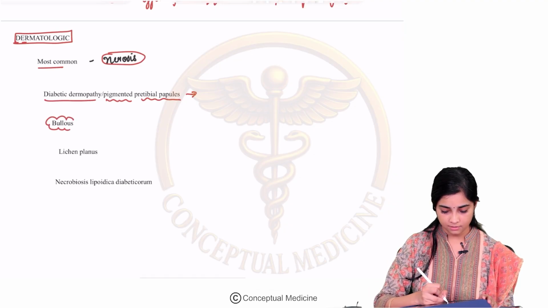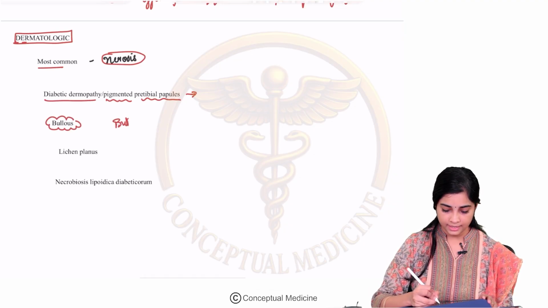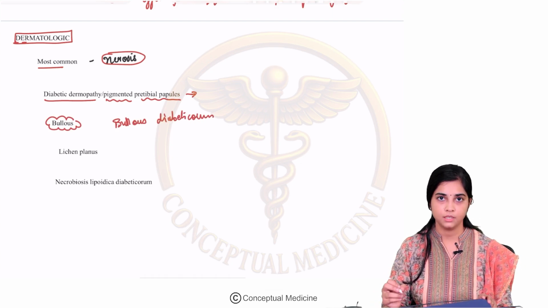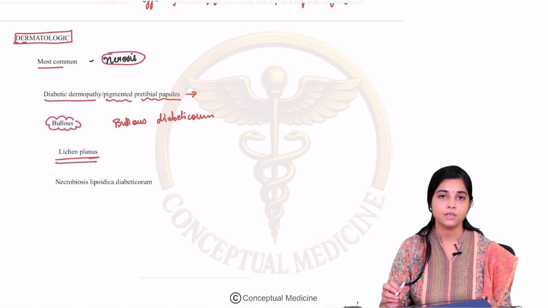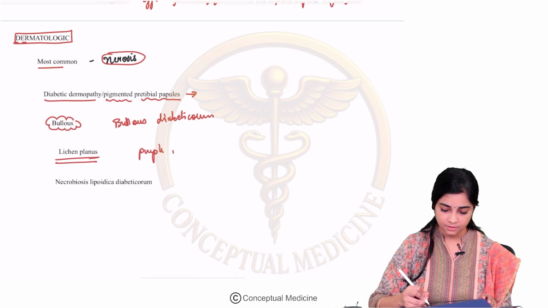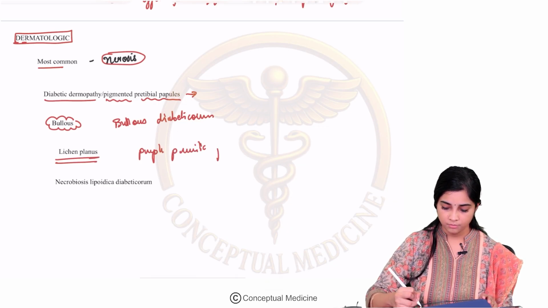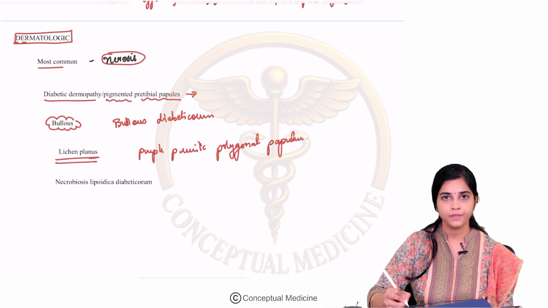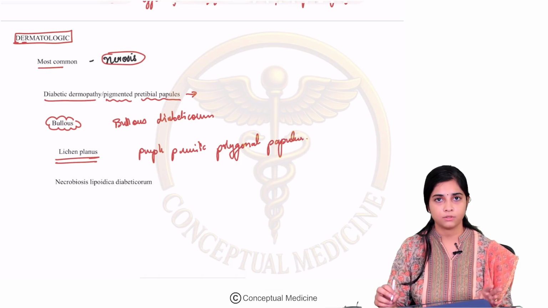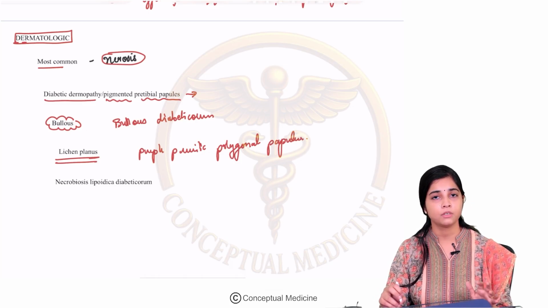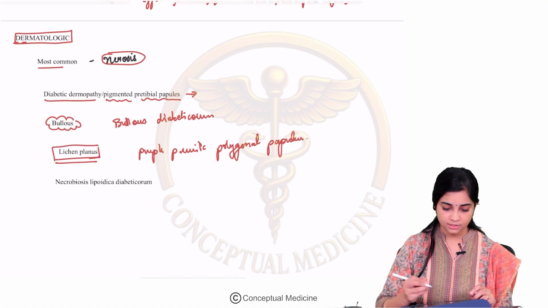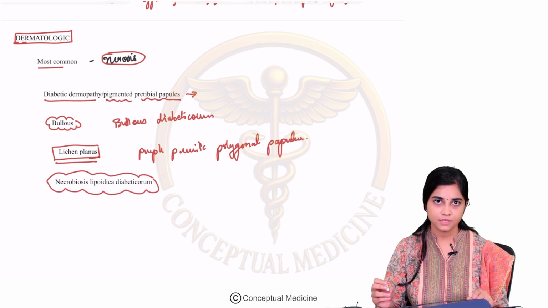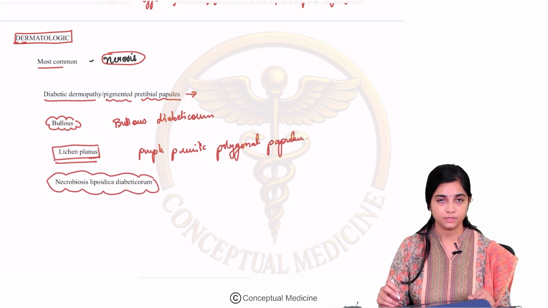Diabetes can be associated with some form of bullous skin disorders, which we call bullosis diabeticorum. Okay, bullosis diabeticorum. The other skin manifestation is lichen planus, which is purple pruritic polygonal papules. Okay, this is most often due to an unknown autoimmune process where you have purple pruritic polygonal papules, but most commonly it is associated with diabetes as well.